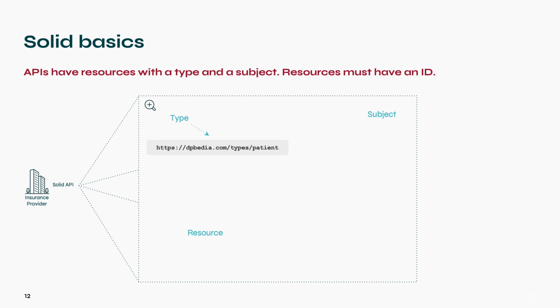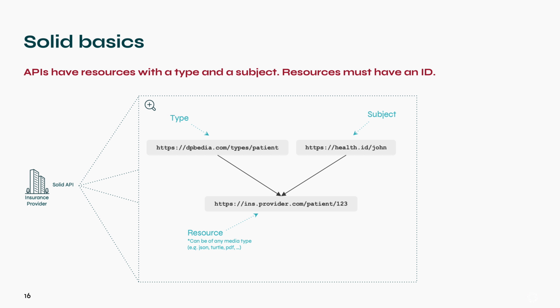An example of a data type is dbpedia.com/types/patient. An example of a subject is health.id/John. And an example of a resource is /patient/123. Every resource must be connected to a type and a subject. Here you can see that the resource is an instance of the patient type and is about John. Note that such a resource can be anything: a JSON file, a PDF, an image, or a document containing triples.